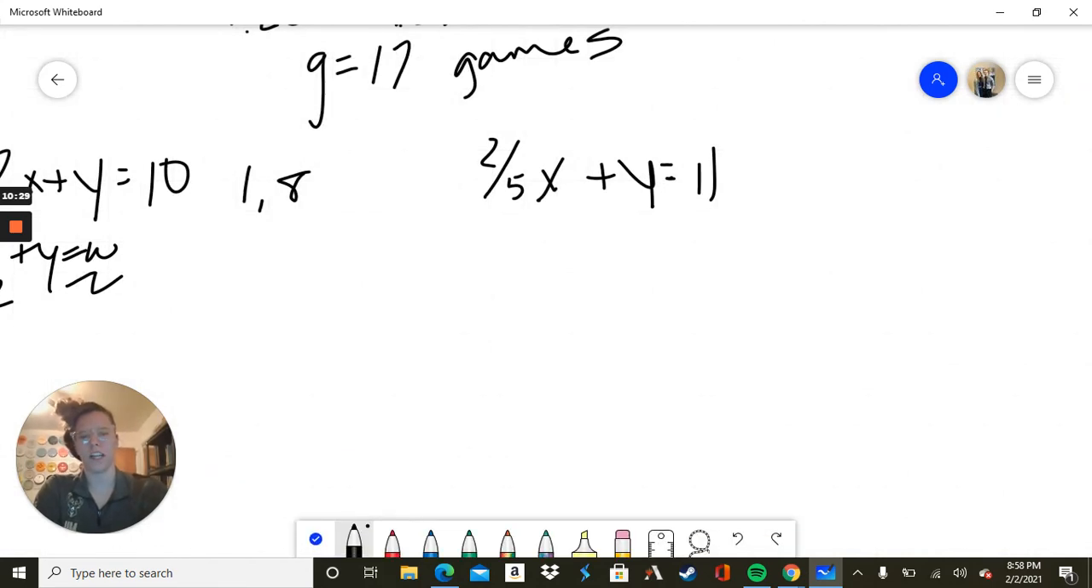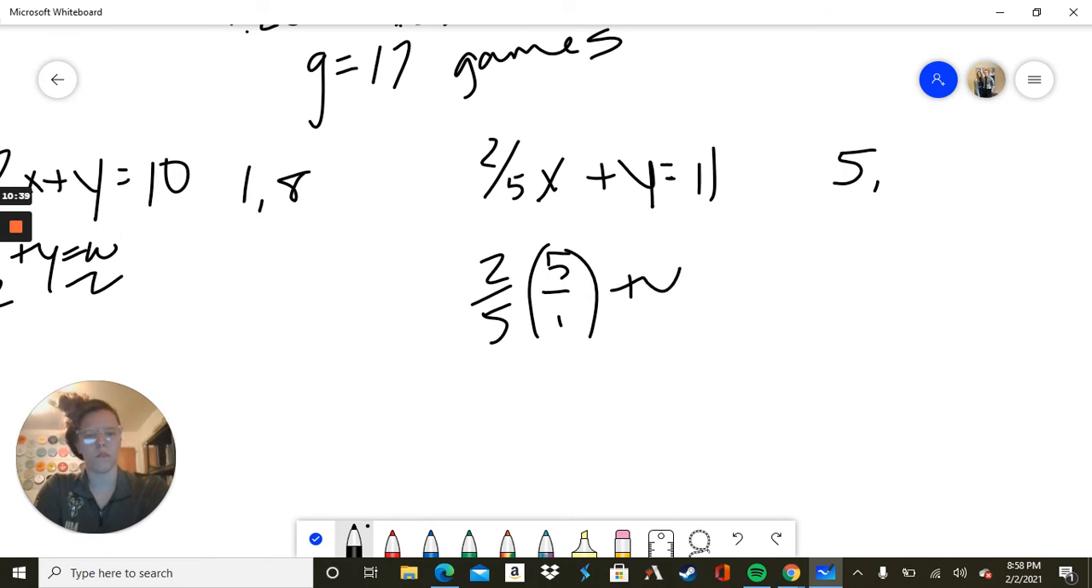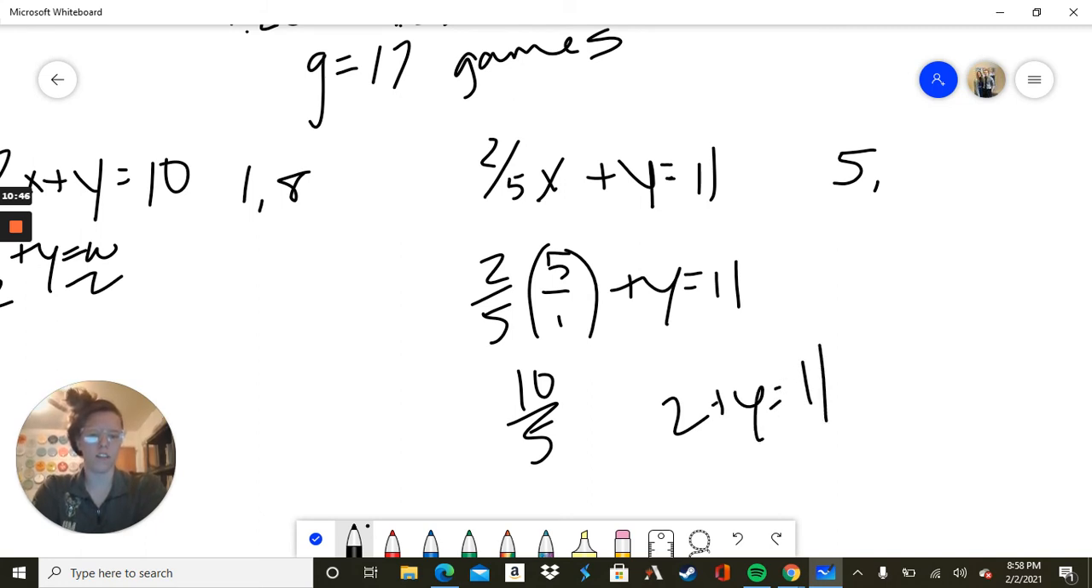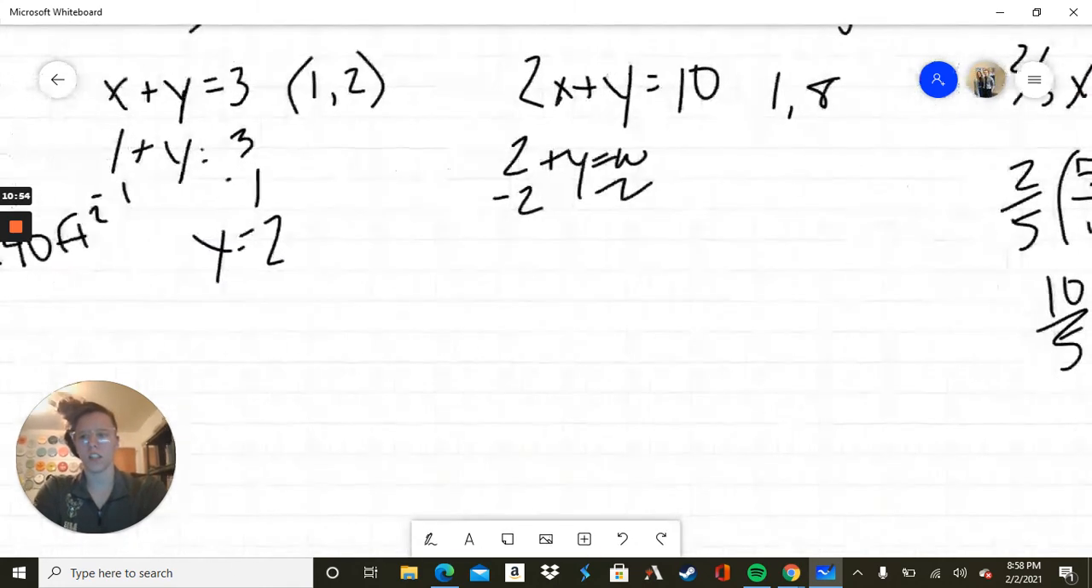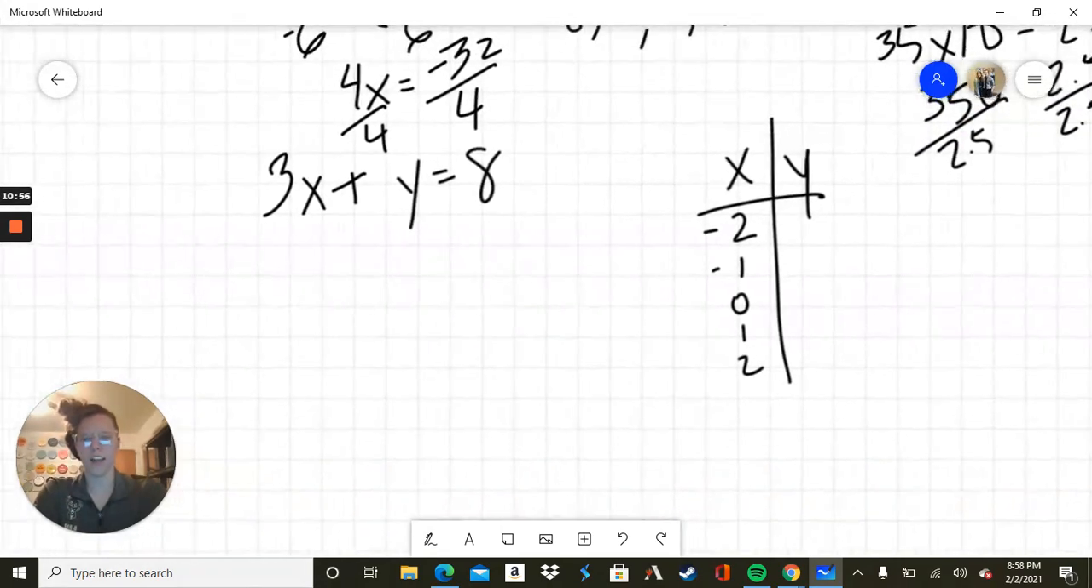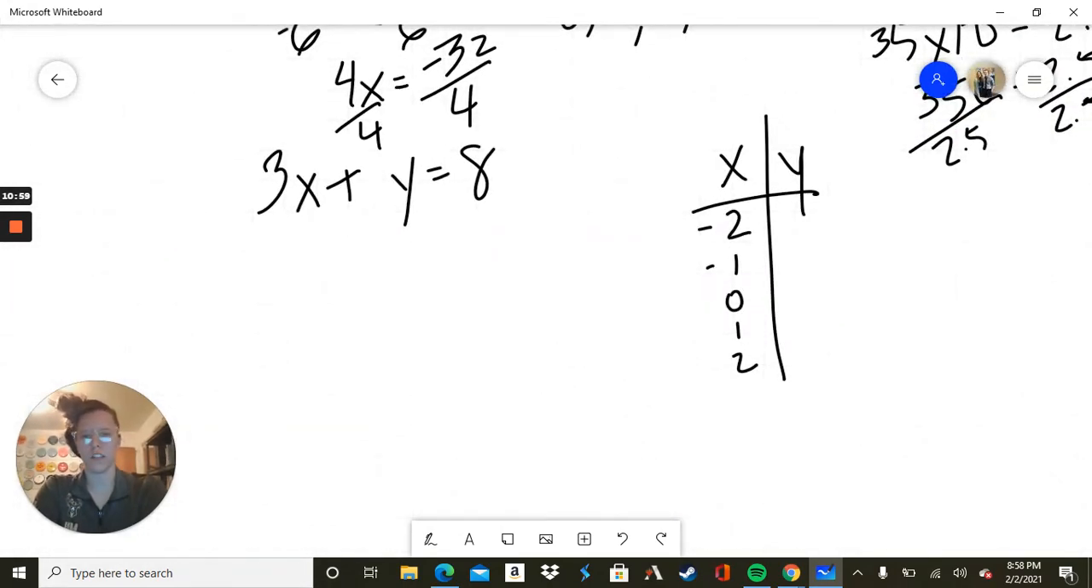This one, we're going to pick a different number. We're going to pick 5. You'll see why in a minute. It's 2 over 5 times 5 over 1 plus y equals 11. So we have 2 times 5 is 10, divided by 5 gives us 2, plus y equals 11, subtract 2, you get 9. So 5, 9 is that solution. And last one, we looked at finding solutions, or finding points, so that we can graph them. So we're going to find the points and then we'll graph our line.